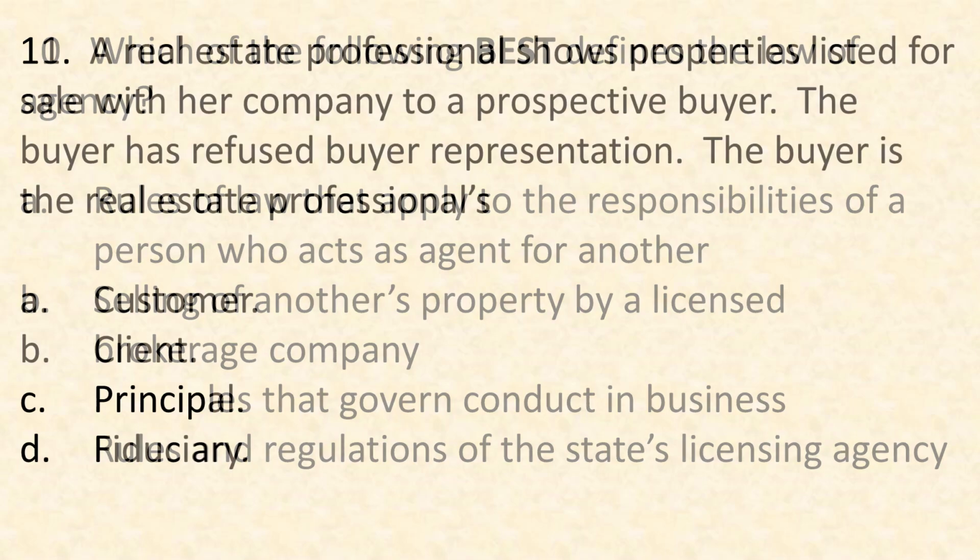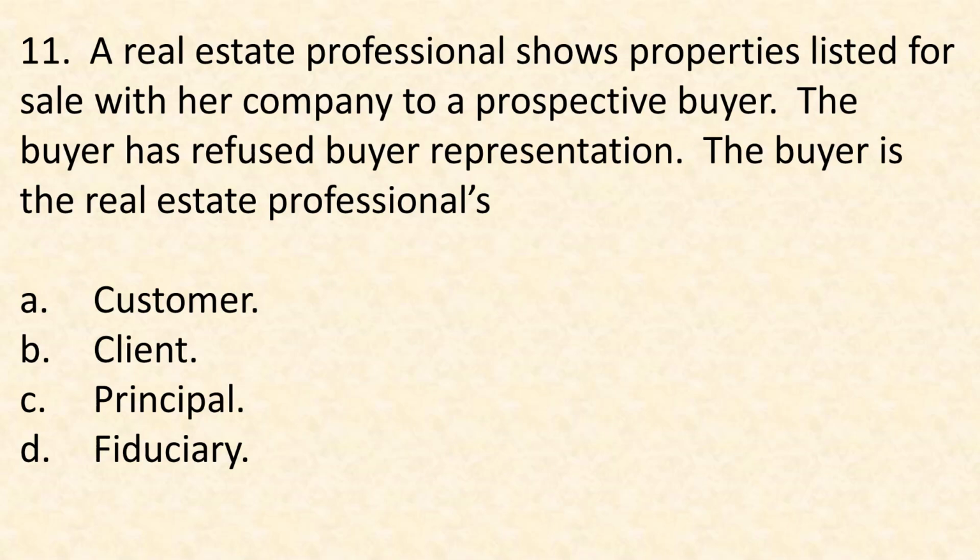Question number 11. A real estate professional shows properties listed for sale with her company to a prospective buyer. The buyer has refused representation. The buyer is the real estate professional's A, customer, B, client, C, principal, D, fiduciary. The answer is A, customer. The third party or non-represented consumer for whom some level of service is provided is a customer and entitled to fairness and honesty.